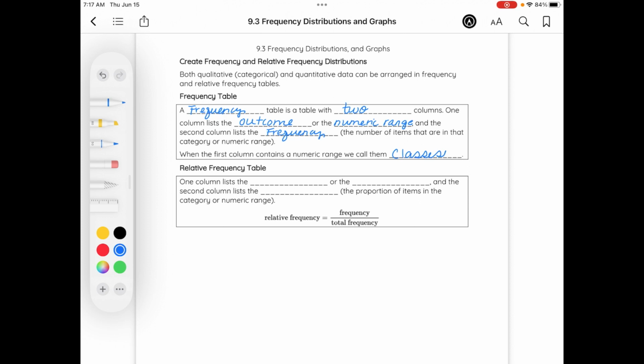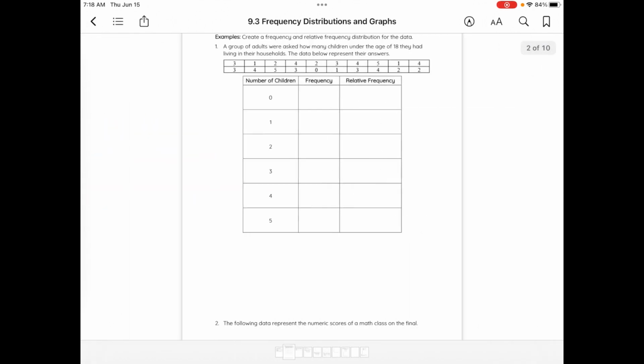Now, a relative frequency table also lists one column that has the outcome or the numeric range, and the second column lists the relative frequency itself. This is the proportion of the items in the category or numeric range. Notice that the relative frequency is the frequency divided by the total amount that we have. Let's put this all together.